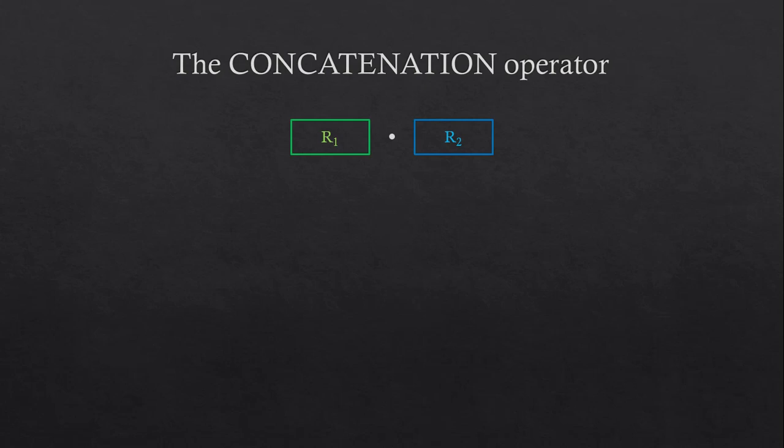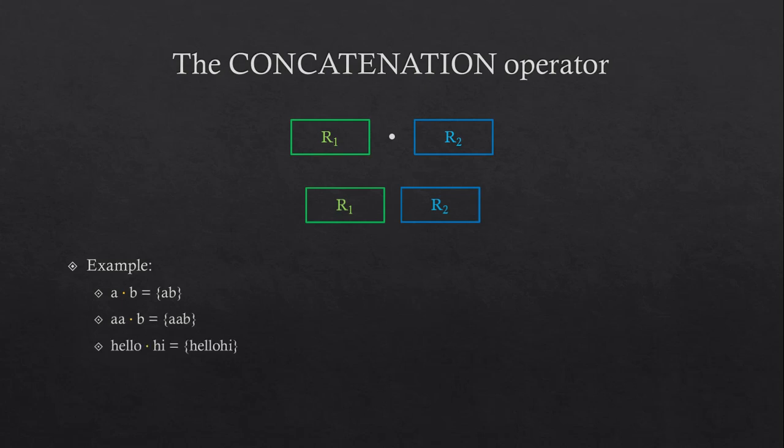Now this little expression here gives us R1, R2 both. Some examples will help you understand. If we take A dot B, we get the string AB. We get one string which has A and B both in it. If we take AA dot B, we get again one string which is AAB. In the third example, we get the string hello hi.